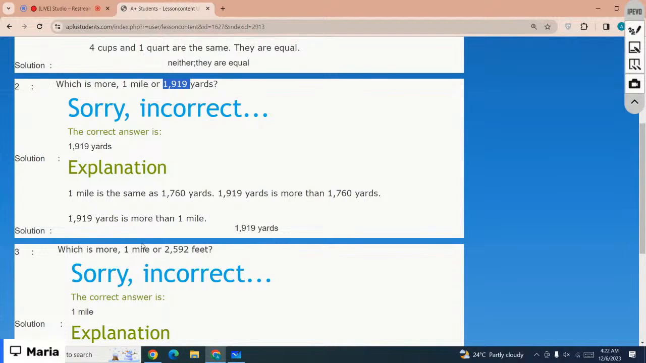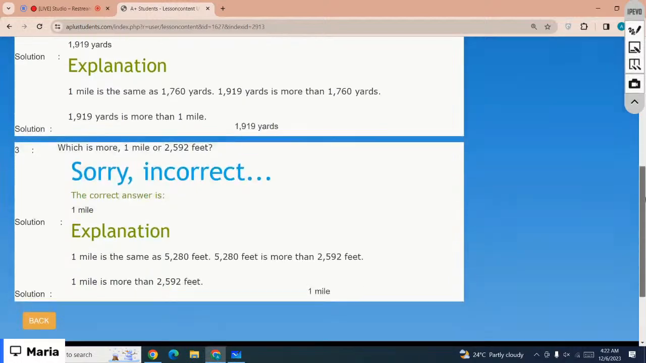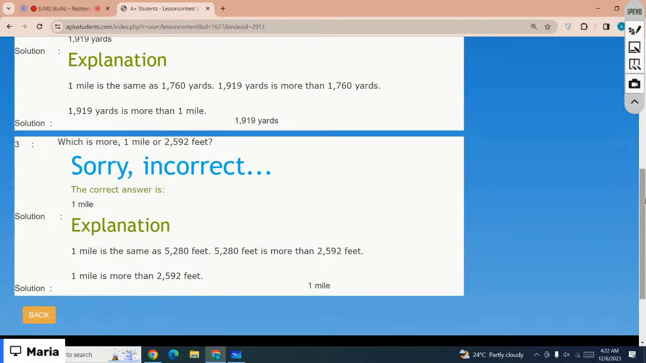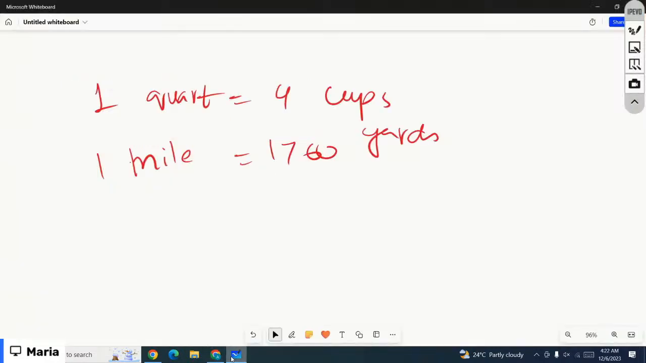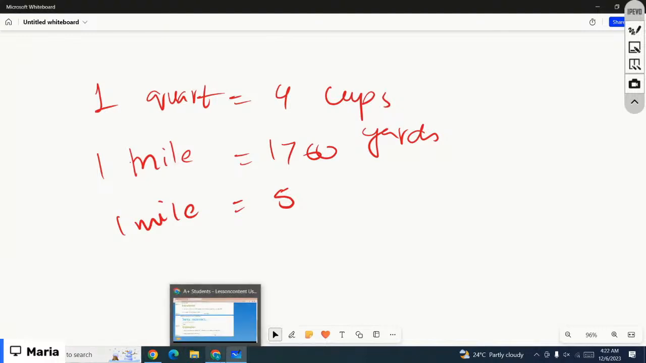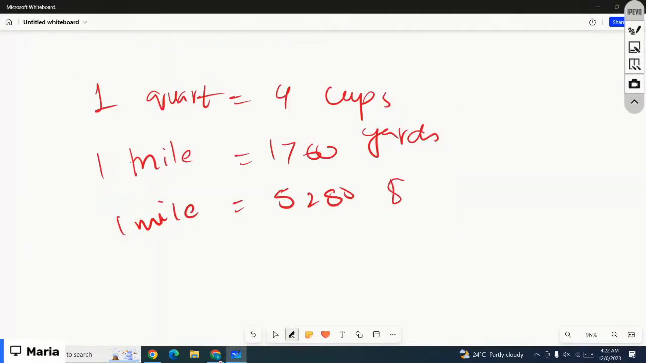Okay, which is more, 1 mile or 2592 feet? You have to convert from miles to feet, right? How do we convert? 1 mile is the same as 5,280 feet, so 1 mile equals 5,280 feet, right? You can see here is the 1 mile to yards conversion and the 1 mile to feet conversion, right? Now let's just start with the practice questions.